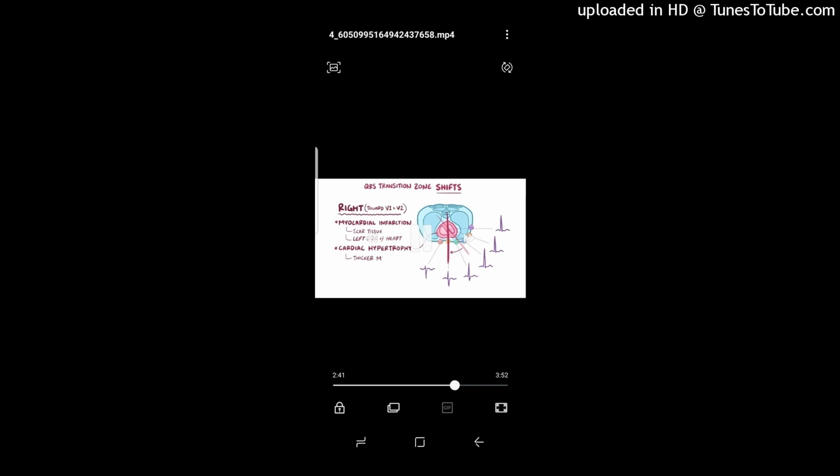Right ventricular hypertrophy can develop for a number of reasons, a common one being pulmonary hypertension, which makes sense because the right ventricle has to build up muscle to push blood against higher pressure into the lungs.